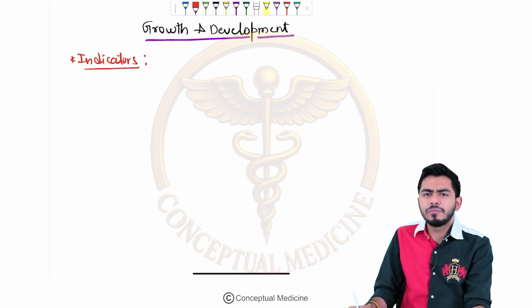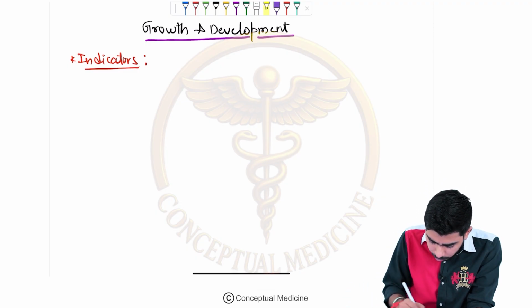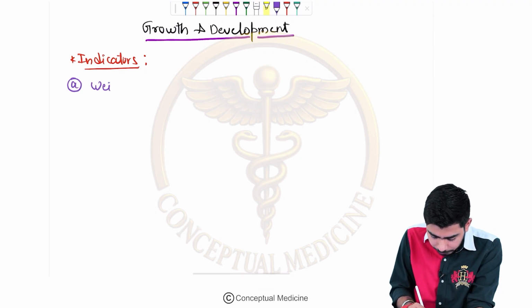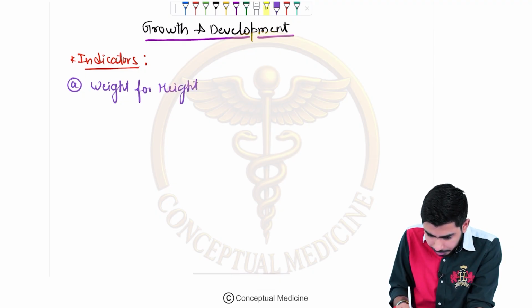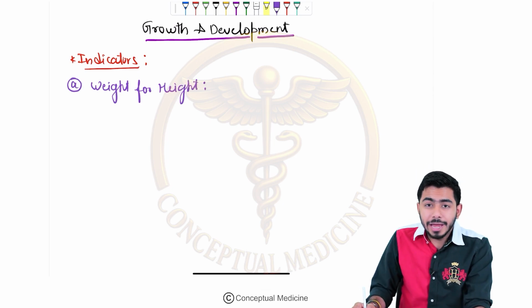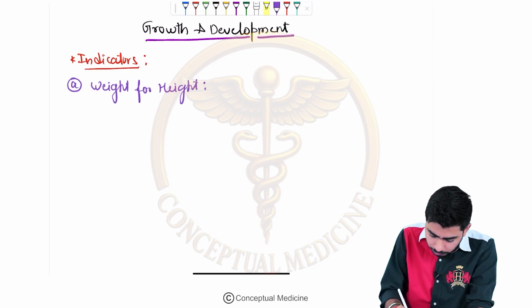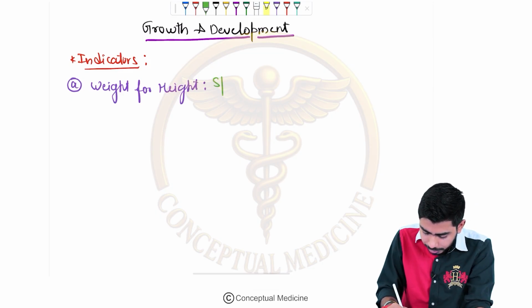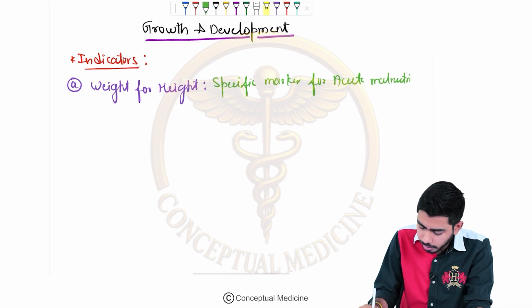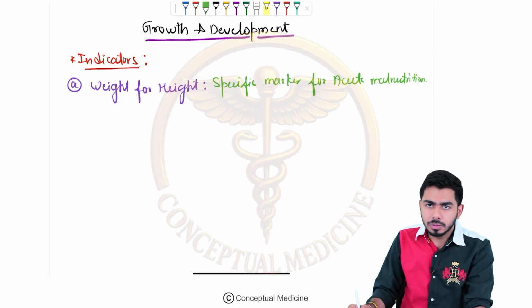Again, this is an overlap from the pediatric section. The very first indicator is weight for height. Weight for height is a very important, specific marker for acute malnutrition. It is a very frequently asked question, guys, which has been repeatedly asked multiple times.